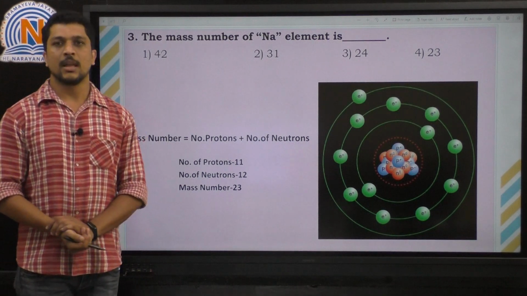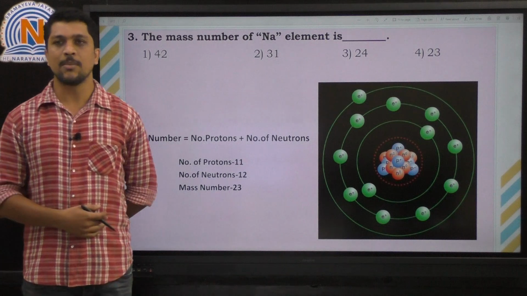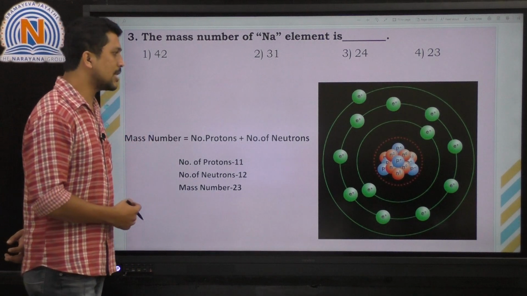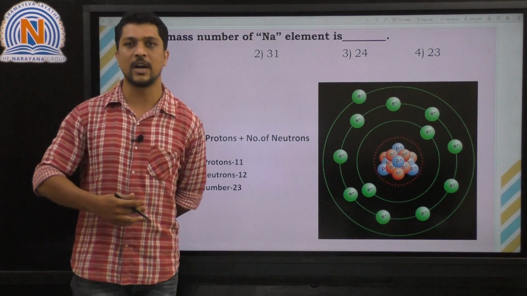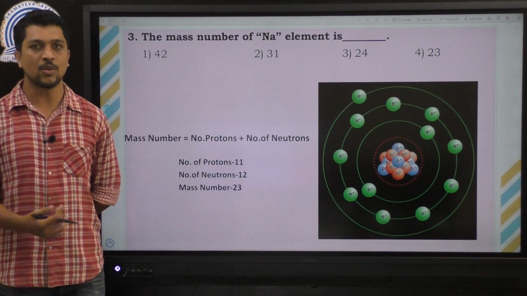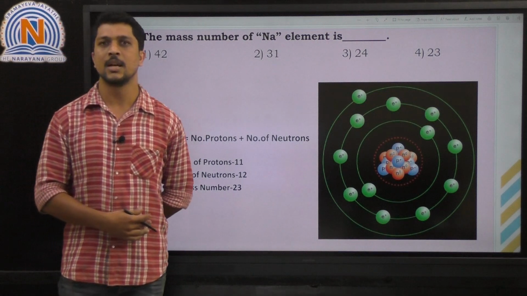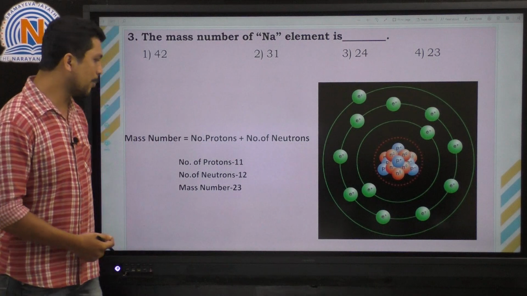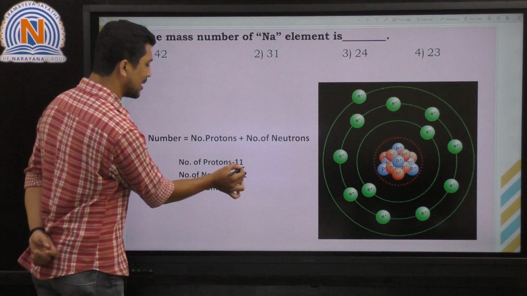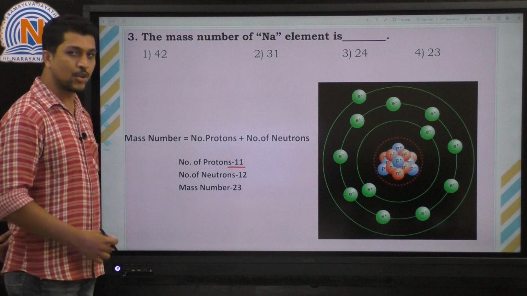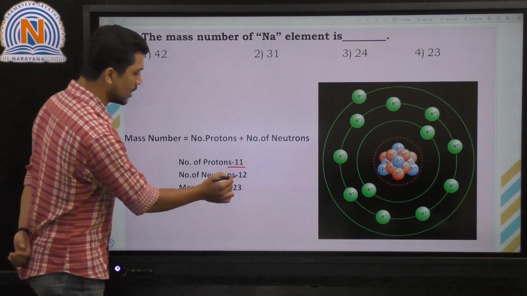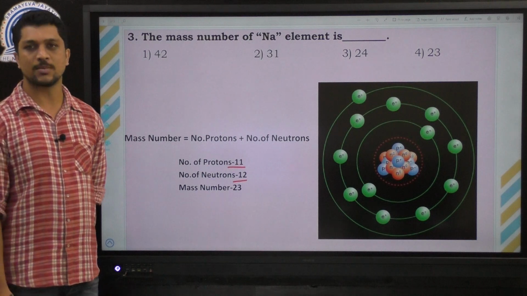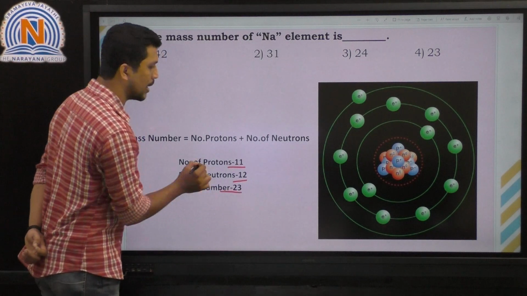Here the question, the mass number of sodium element is, right? This is similar to the second question. Here we need to find the mass number of sodium. We know that mass number is the number of protons plus the number of neutrons. How many protons are present in sodium? That is 11. And how many neutrons are present in sodium? That is 12. So the number of protons plus the number of neutrons is called the mass number, that is 23.